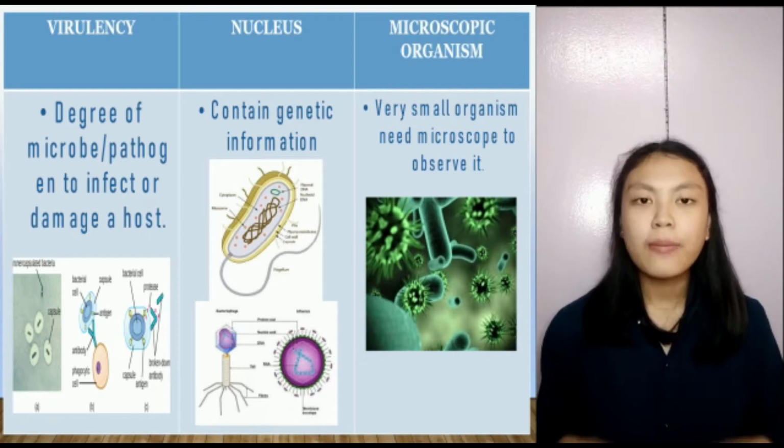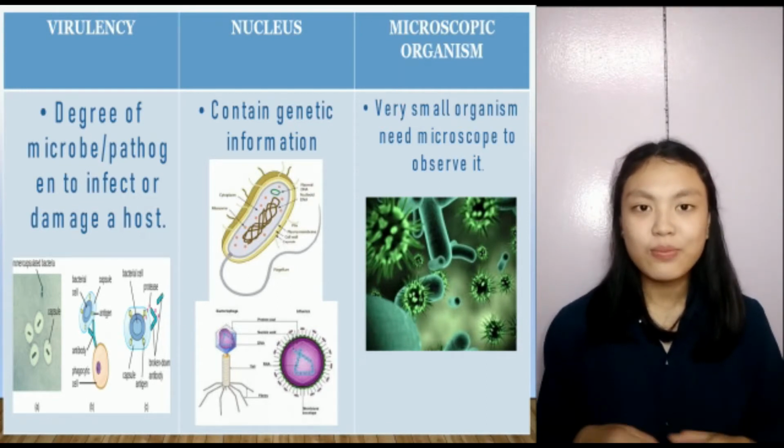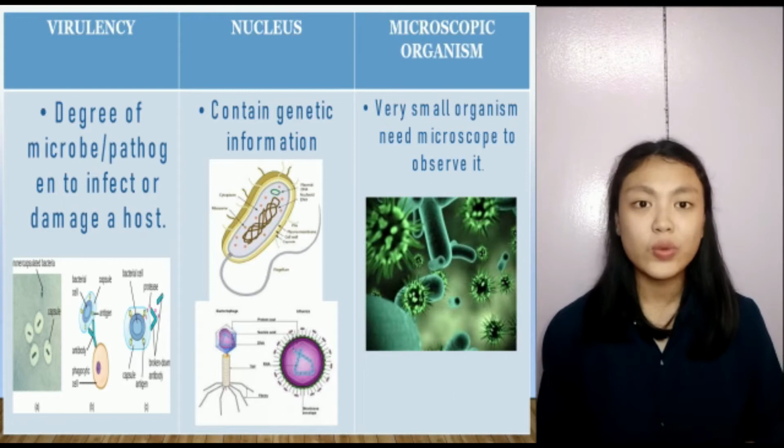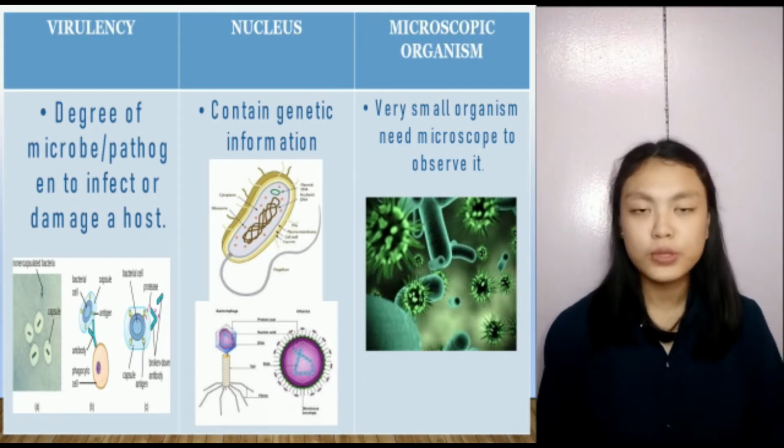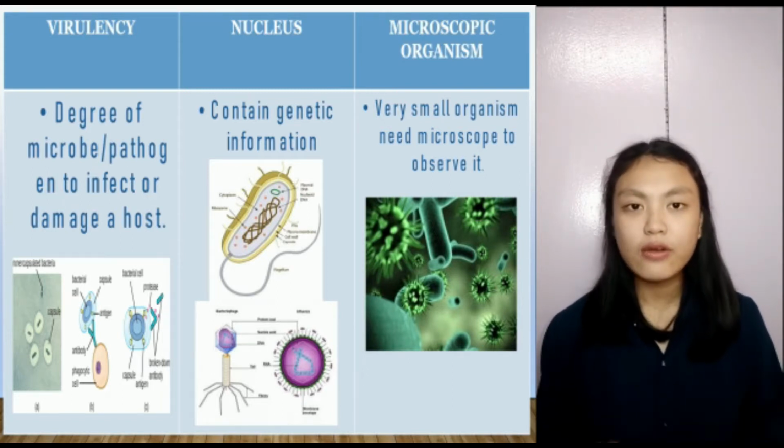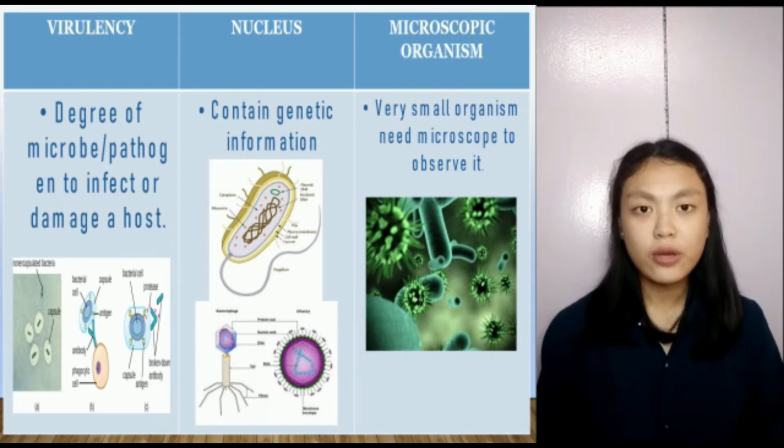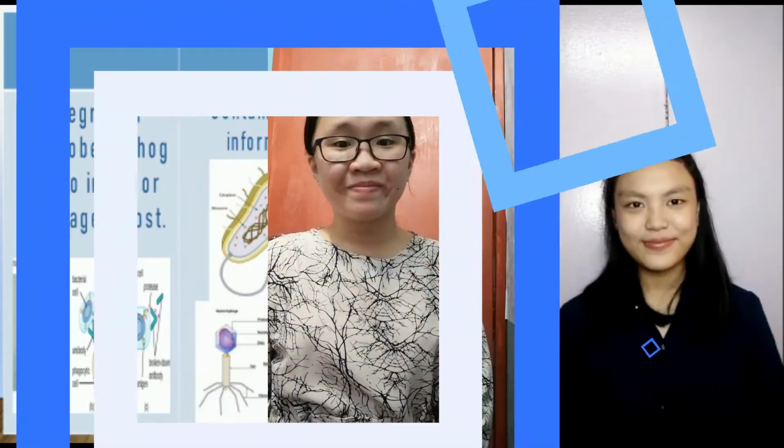Lastly, both are microscopic organisms, which means both are too small to be seen with the naked eye and need a microscope to observe them. Examples of microscopes are light microscopes for the bacteria and electron microscopes for the virus.